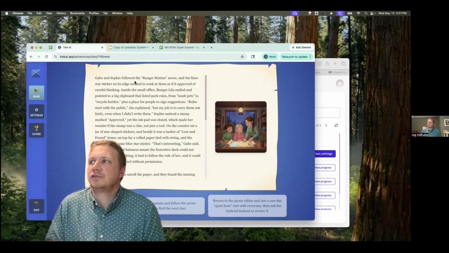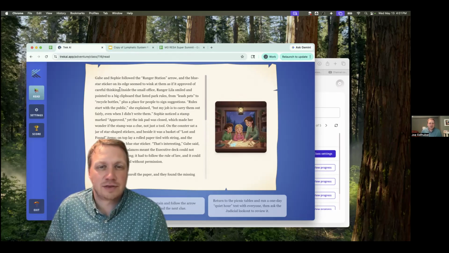Gabe and Sophie followed the ranger station arrow, and the blue star sticker on the edge seemed to wink at them as if it approved of their careful thinking.